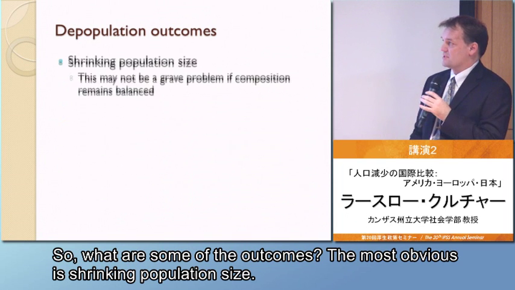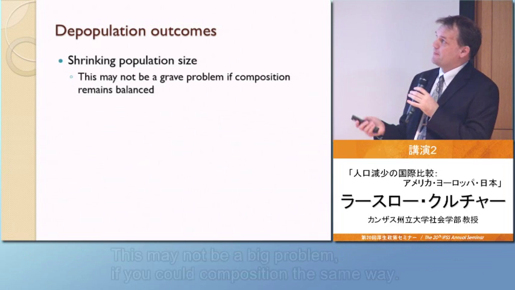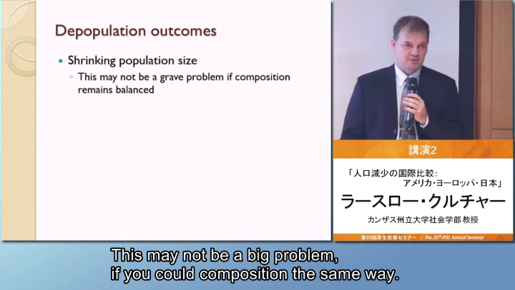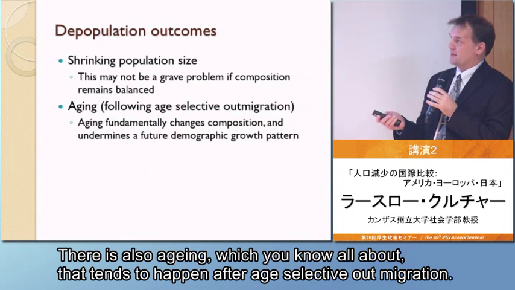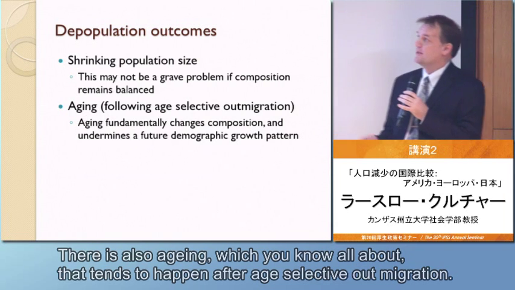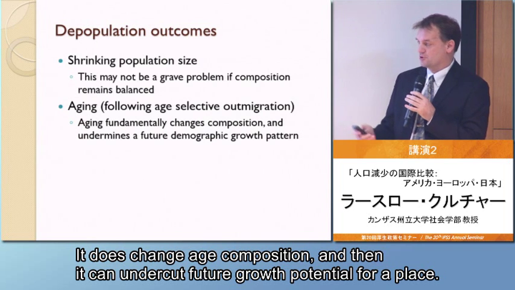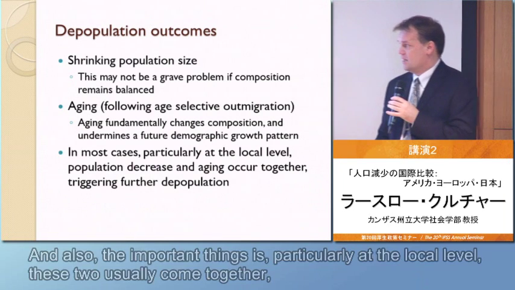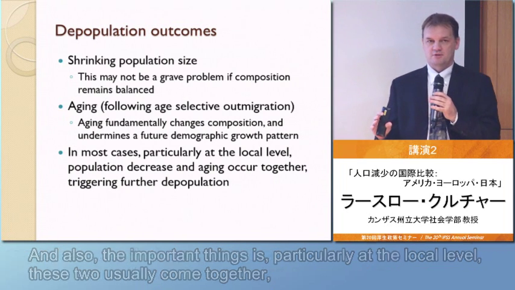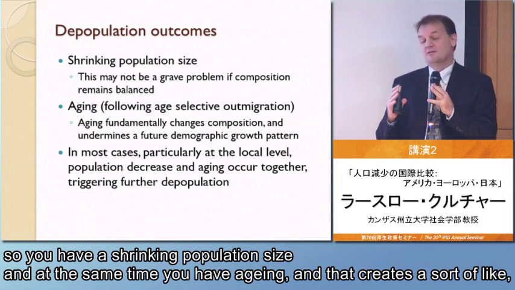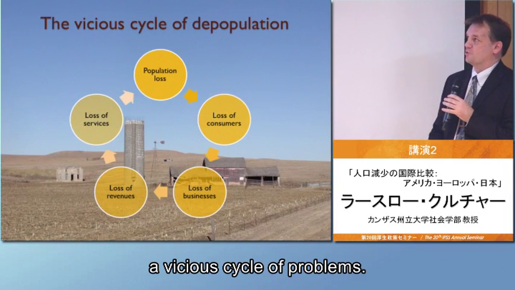So what are some of the outcomes? The most obvious is shrinking population size. If there is depopulation, you're going to have fewer people. This may not be a big problem if you could keep the composition the same. There's also aging, which you know all about, that tends to happen after age-selective outmigration. It does change age composition, and then it can undercut future growth potential for a place. And particularly at the local level, these two usually come together. So you have a shrinking population size and, at the same time, aging, and that creates a vicious cycle of problems.